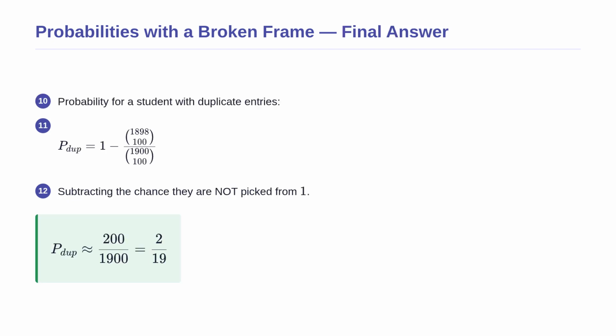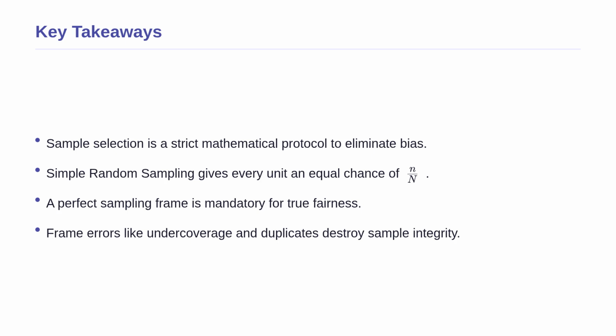Finally, what about the student who accidentally has two emails on the list? We must calculate the probability that at least one of their two emails is chosen. We take 1 and subtract the probability that neither email is picked, using combinations of the remaining emails. The math reveals their chance is approximately 200 over 1900, which simplifies to 2 over 19. This is twice the probability of a normal student. This proves mathematically how frame errors completely destroy the fairness of our sample selection procedure, giving some people an unfair advantage.